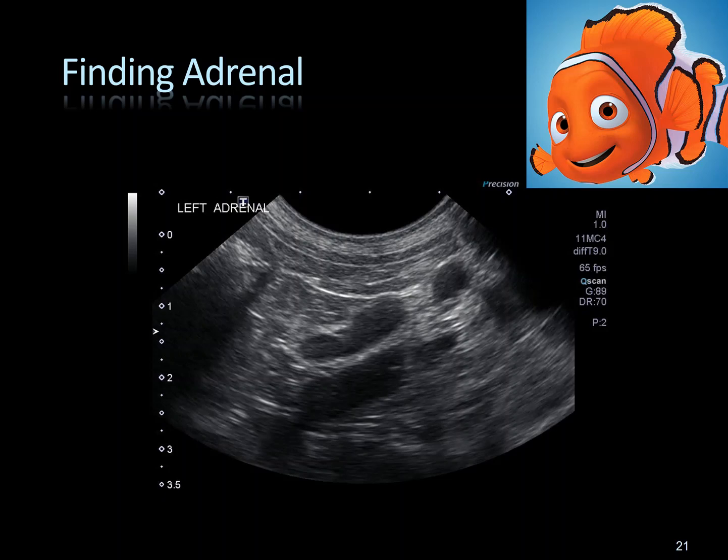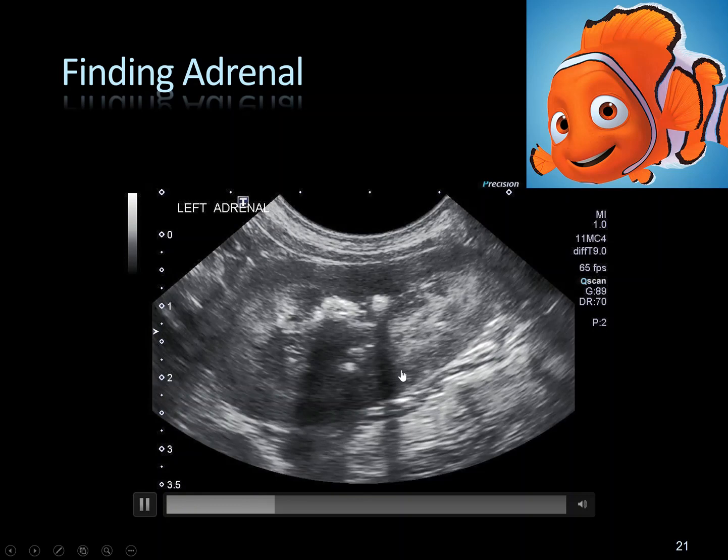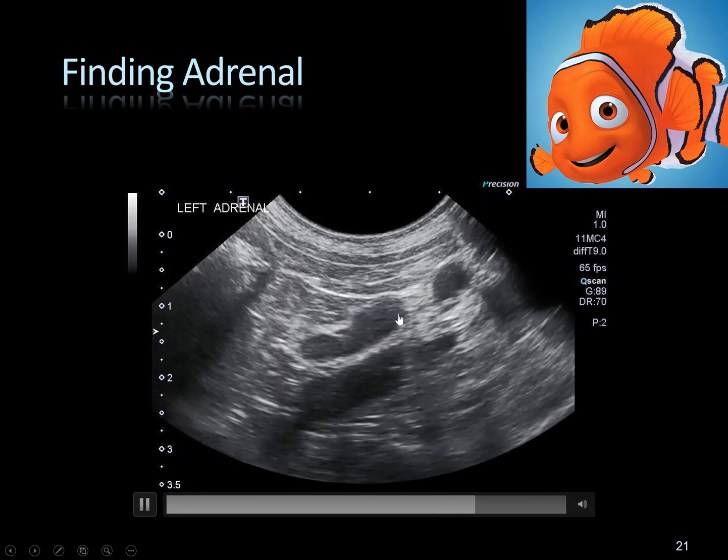If I don't and I get to the aorta, I'm going to slide back just a little bit, just fan back a little bit laterally until I do find the adrenal. So here we go. Here I'm going to show a little video. So there we've got kidney in the middle of the image. I'm going to fan my probe medially, and there it is. There's the adrenal gland coming in.